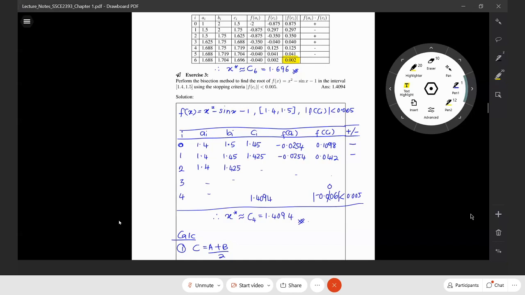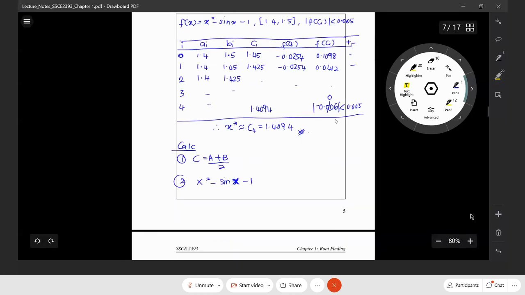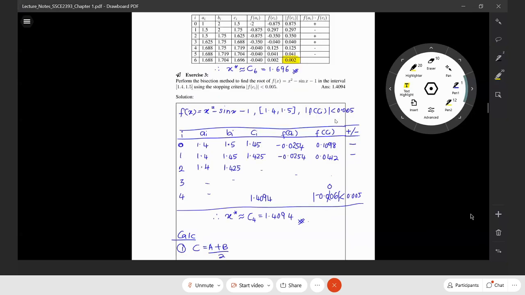Yes, any questions? There is one more, exercise 4, but I'll let you do it on your own for exercise 4. Okay, any questions? Any problem on the bisection? What do you want to ask? Okay. No, doctor. Yes.